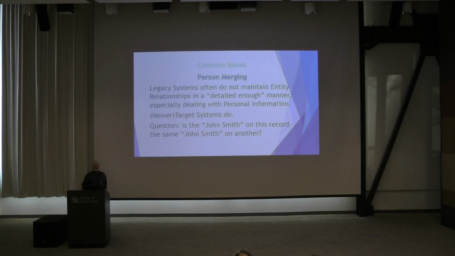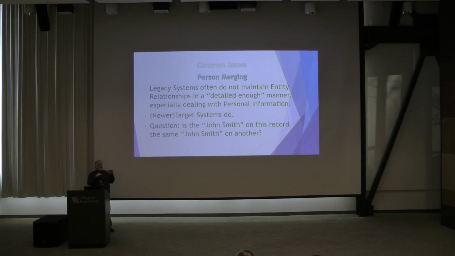All right, probably one of the biggest issues that I ran into while I was doing things is what's called person merging. Again, these legacy systems are usually not very well designed, especially from a database perspective, and the entity relationships are not very clear. So for example, on the court case, if you've been to court 18 times, and your name is John Smith, your name is in the database 18 times. That's how the old legacy system would work.